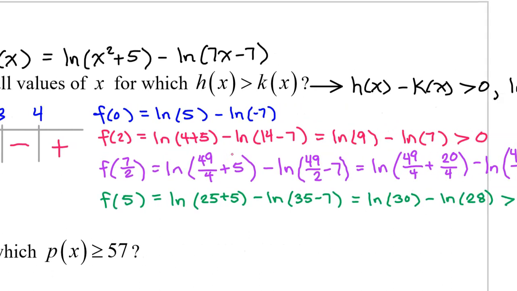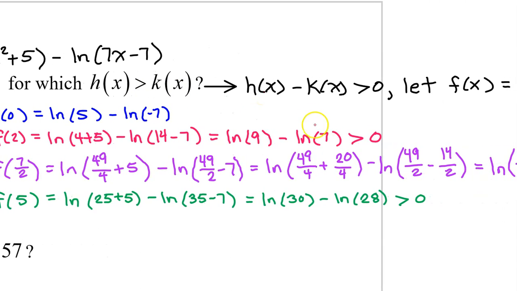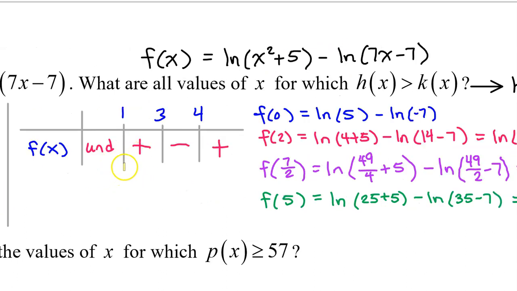Remember, we were looking for where h of x is greater than k of x, which means we were looking for where h of x minus k of x is greater than 0, which means that we are looking for where f of x is greater than 0. So the solutions to the inequality will be in these intervals where f of x is positive.